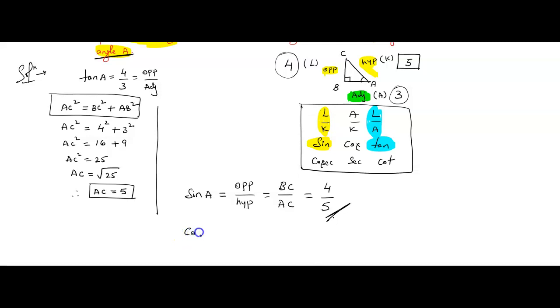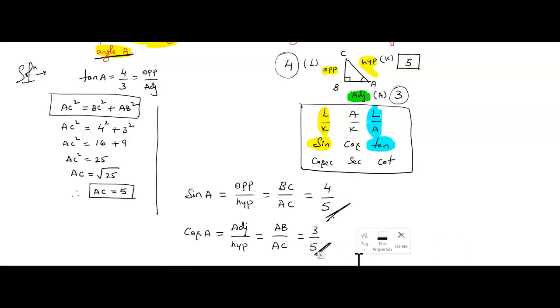And then coming back to cos A. What is cos? A by K. A means adjacent, K means hypotenuse. That is adjacent by hypotenuse. So which is the adjacent side here, children, in this figure, triangle ABC? That is AB. AB is adjacent, by hypotenuse AC. AB value is 3 and AC value is 5. That's nothing but 3 by 5. Got it?